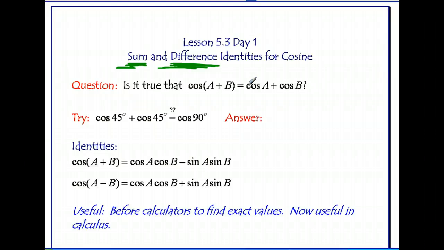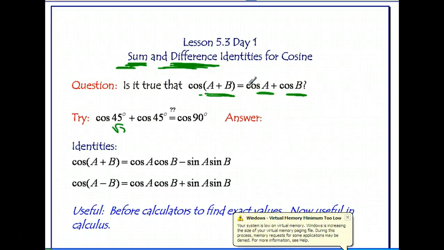Why don't we just take the cosine of A plus B? Wouldn't that be the cosine of A plus the cosine of B? And why do we need an identity? So let's try the cosine of 45. You remember what that is from your chart from way back in the first chapter? So the cosine of 45 is square root of 2 over 2. What's the cosine of 45? The square root of 2 over 2.